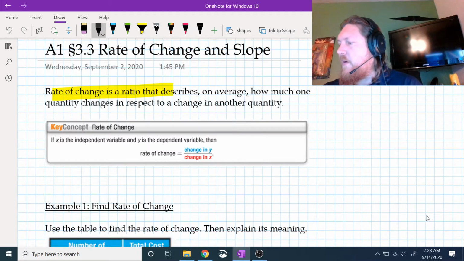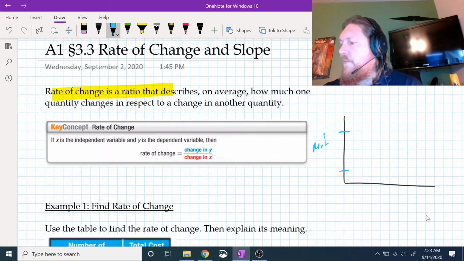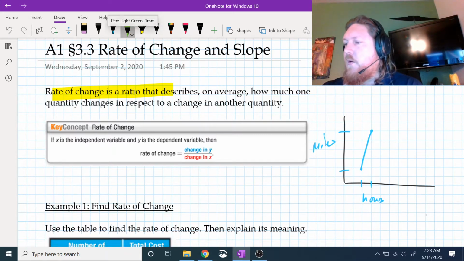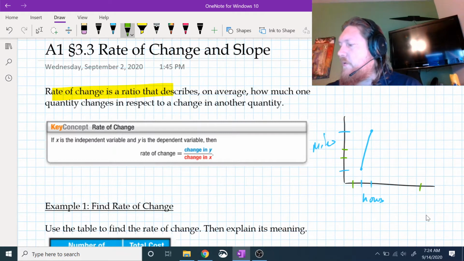One way to think about that is if you have a very large change in y coordinates, let's say a very large number of miles, and a very small change in time, we would say that's hours. That's a very fast speed because there's a lot of change in miles and a little change in hours. You could also have a very small change in miles and a very large change in time.